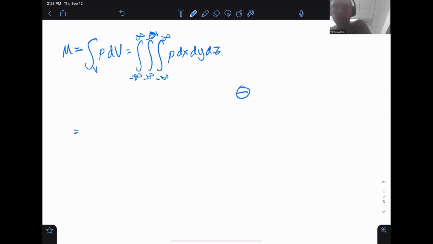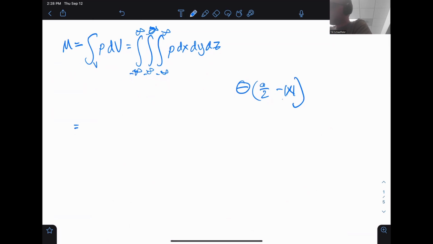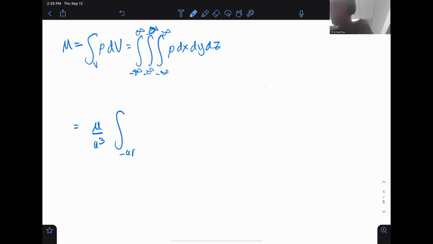This means that the volume is only finite when the absolute value of x is less than a over 2. So there's a constant m over a cubed, and all these integrals will have limits from negative a over 2 to a over 2.